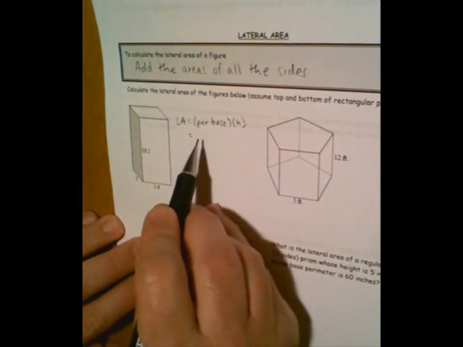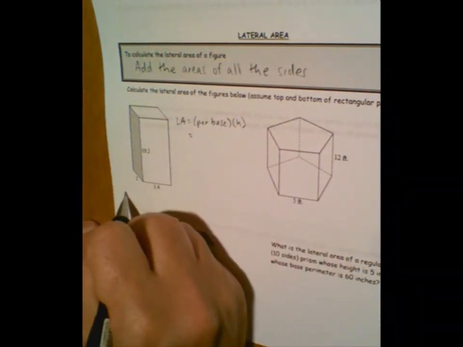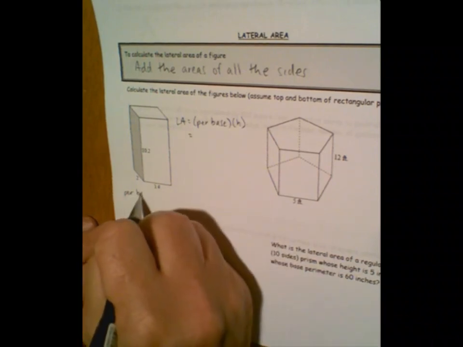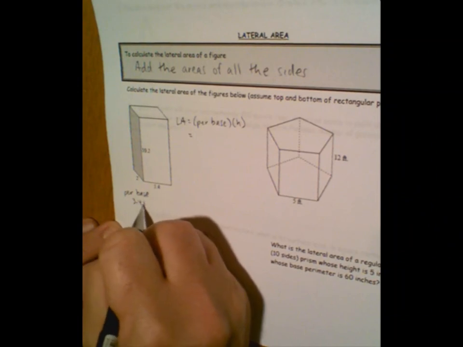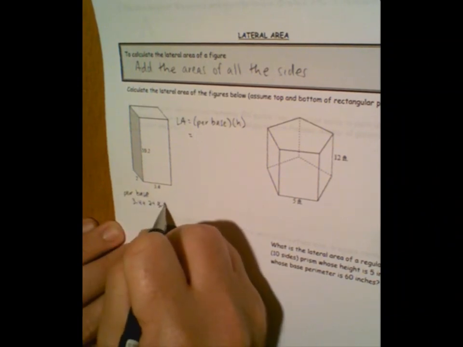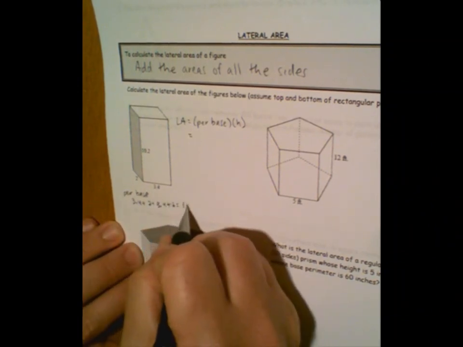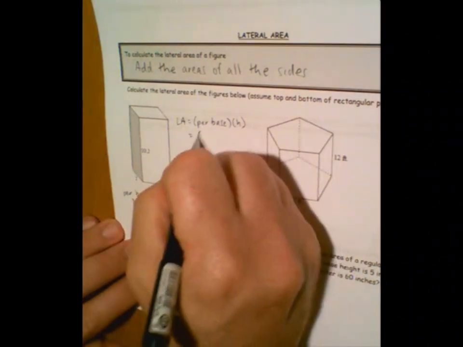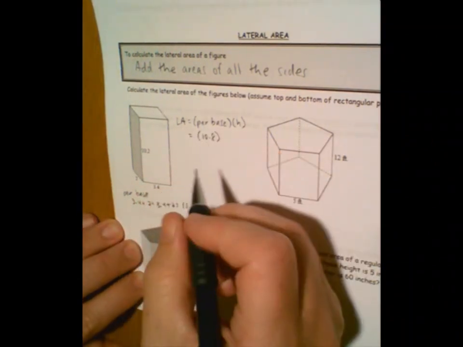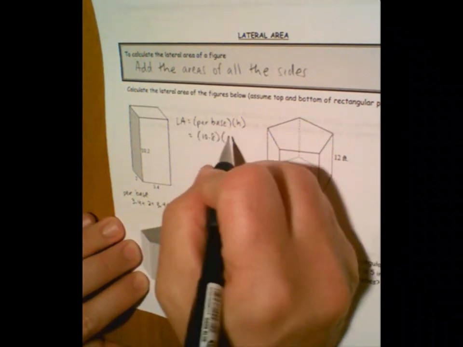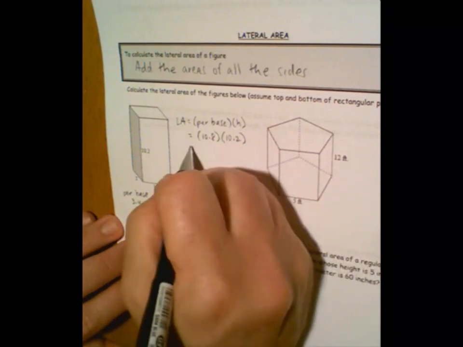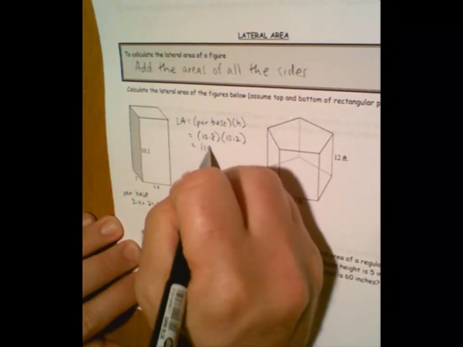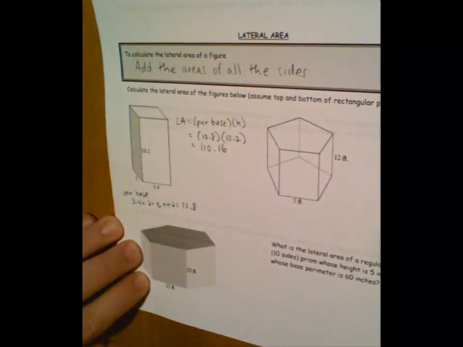Well, the perimeter of the base here would be 3.4 plus 2 plus 3.4 plus 2, which is 10.8. And the height is 10.2. And you multiply them, and you end up with 110.16. That's the lateral area.